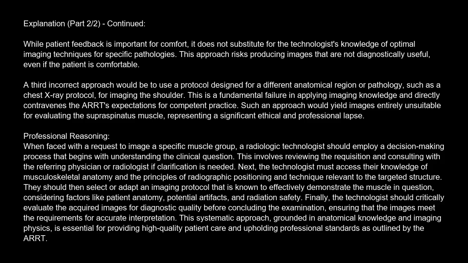Professional reasoning. When faced with a request to image a specific muscle group, a radiologic technologist should employ a decision-making process that begins with understanding the clinical question. This involves reviewing the requisition and consulting with the referring physician or radiologist if clarification is needed. Next, the technologist must access their knowledge of musculoskeletal anatomy and the principles of radiographic positioning and technique relevant to the targeted structure. They should then select or adapt an imaging protocol that is known to effectively demonstrate the muscle in question, considering factors like patient anatomy, potential artifacts, and radiation safety.